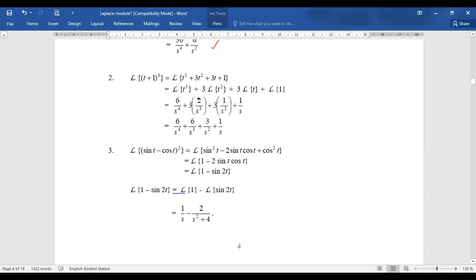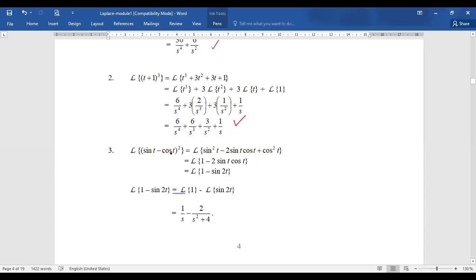Sebab apa? Sebab 2 factorial. Sebab n dia 2 sini. Jadi 2 factorial over s^(2+1). Jadi s kuasa 3 lah. Kemudian sini kuasa 1 jadi 3 darab dengan 1 per s kuasa 2 tambah 1 per s. So jawapan macam ni. Okay.